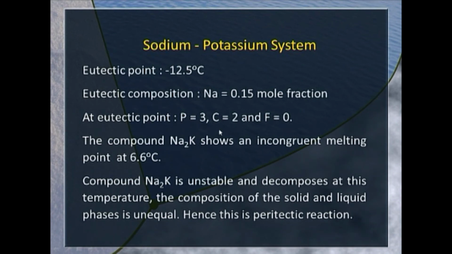At the eutectic point, there are number of phases 3, number of components being 2, number of degrees of freedom is 0. The compound Na2K shows an incongruent melting point at 6.6 degrees centigrade. The compound Na2K is unstable and decomposes at this temperature. The composition of the solid and the liquid phases is unequal. Hence, this is a peritectic reaction.